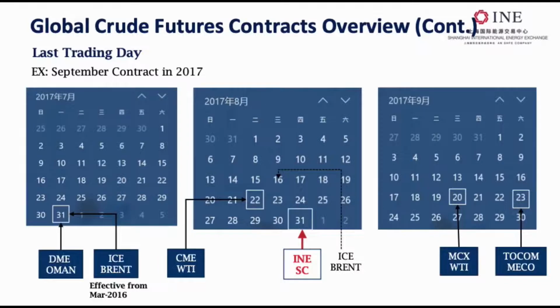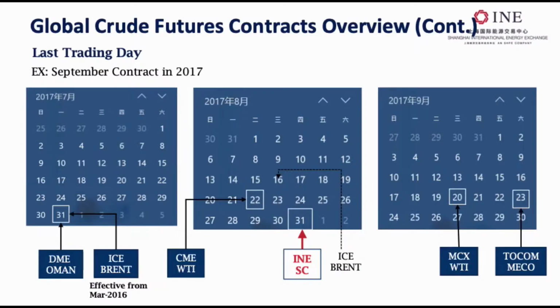The Brent crude futures is a cash settled contract. The last trading day for Brent is the last business day of the second month preceding the contract month. Therefore, for the September contract, the last trading day is July 31st. For DME Oman crude futures, it is physical delivery by shipping, so they need to leave enough time to prepare. So for the September contract, the last trading day is also July 31st. In terms of WTI, it is physical delivery by pipeline, therefore it's much easier to do so. Their last trading day is August 22nd.